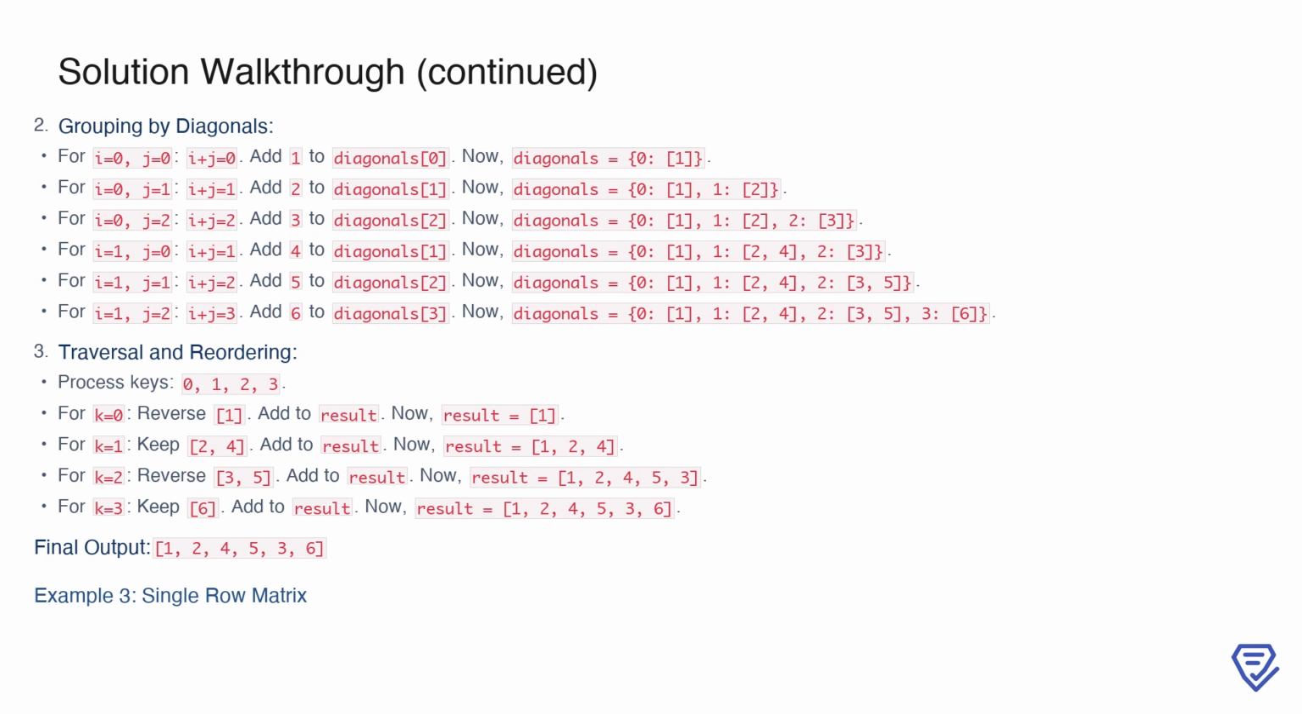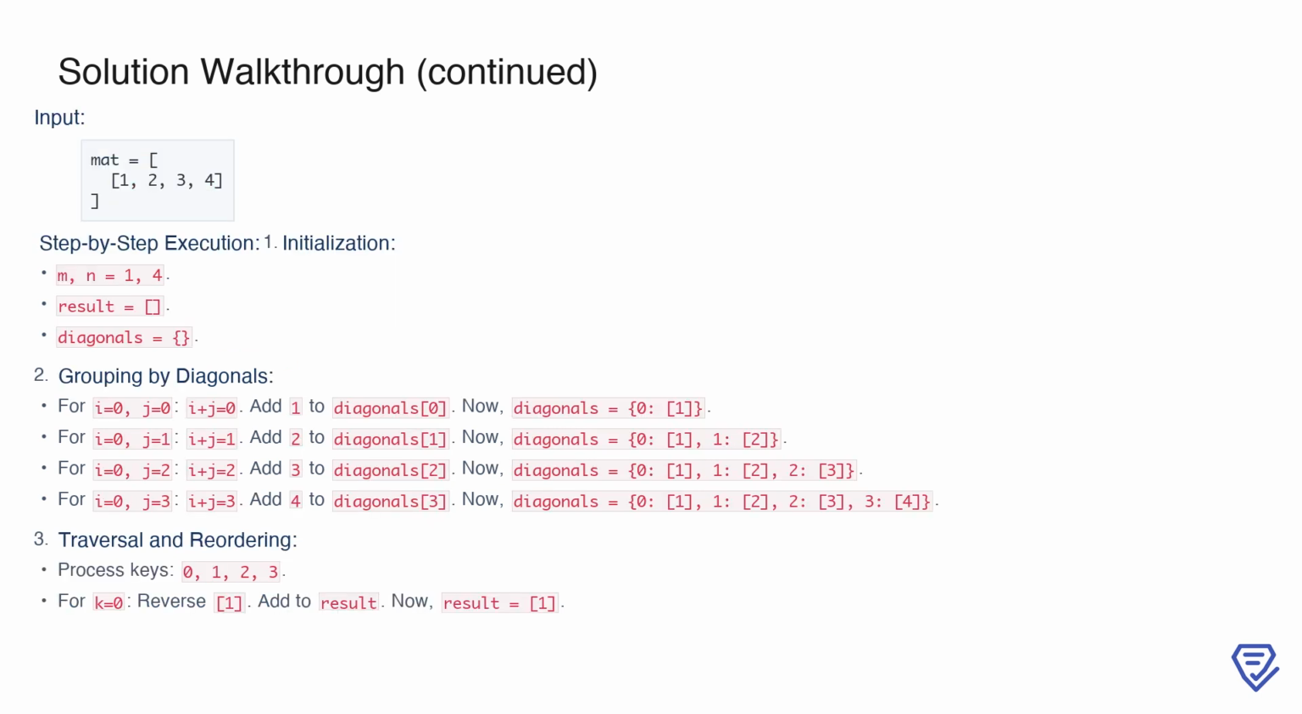Now, we process the diagonals in key order. For key k equals 0, the diagonal 1 is reversed and added to result, becoming 1. For key k equals 1, the diagonal 2, 4 is added as is, updating result to 1, 2, 4. For key k equals 2, the diagonal 3, 5 is reversed and added, making result equal 1, 2, 4, 5, 3. Finally, for key k equals 3, the diagonal 6 is added directly, yielding the final output 1, 2, 4, 5, 3, 6. In the case of a single row matrix, the process remains consistent.